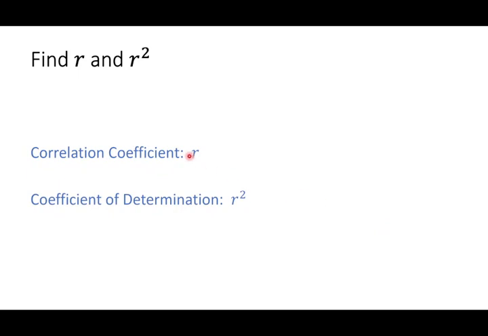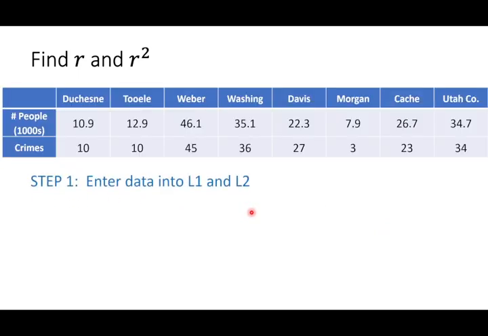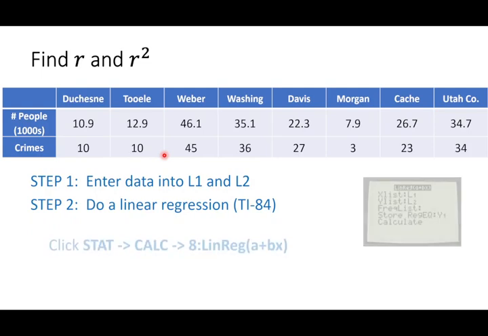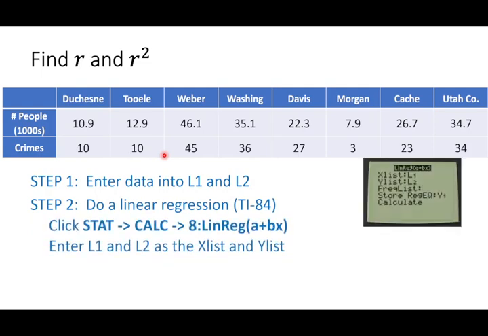So the first thing we want to be able to do is calculate them. Correlation coefficient is R again, and the coefficient of determination is R squared. We're going to use this example from the previous part. So same way we calculated or generated a scatter plot, we can calculate R and R squared by putting the data in, and then we'll do something called a linear regression.